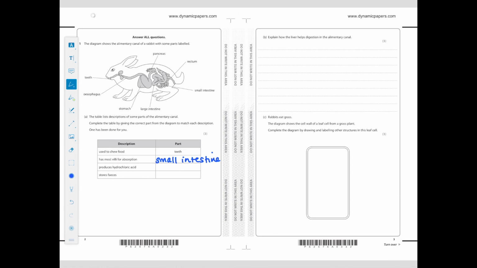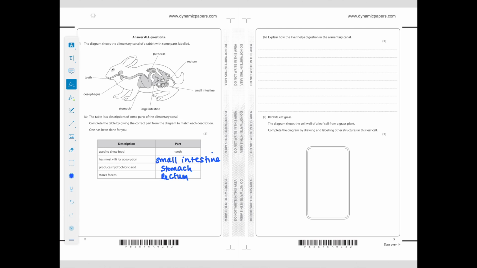Produces hydrochloric acid. That's produced by the stomach in order to help break down food and kill pathogens. So I'm going to label that stomach. Stores feces. Remember that feces is basically poo and these are stored in the rectum.